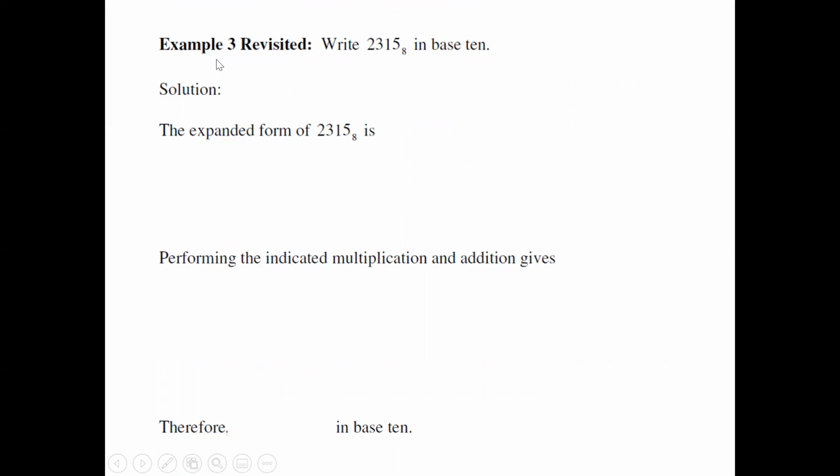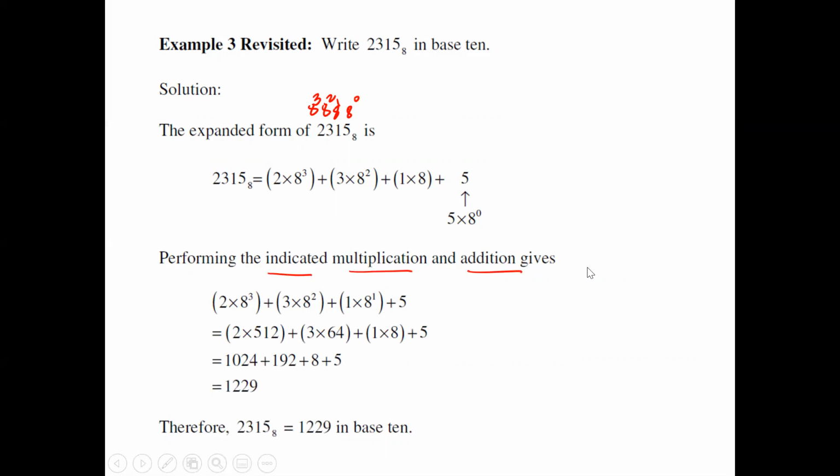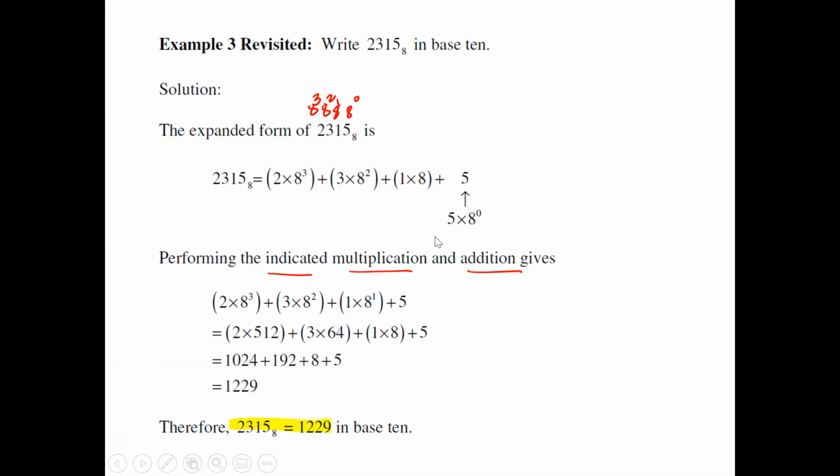All right, let's take a look at example 3. We're going to write this one in base 10. Once again, we want to expand this out: 8 to the 0, 8 to the 1, 8 squared, 8 to the third. Then perform the indicated multiplication and addition. Multiply it out, add everything together, and you should get 1,229. Your answer should be in this format.